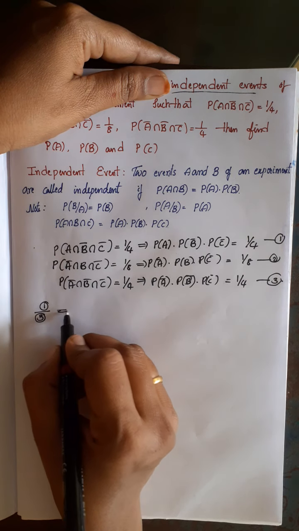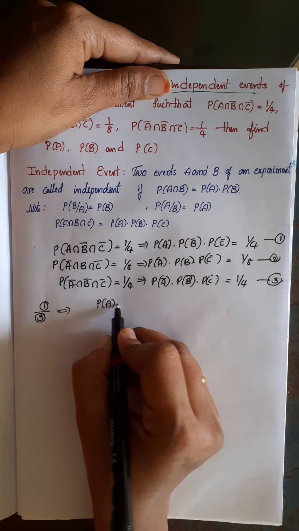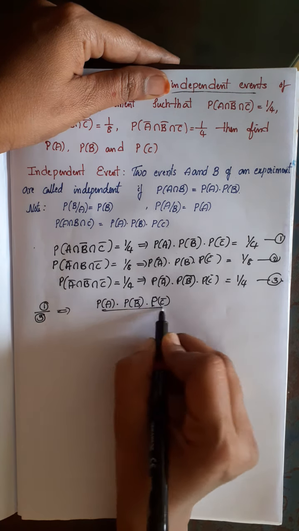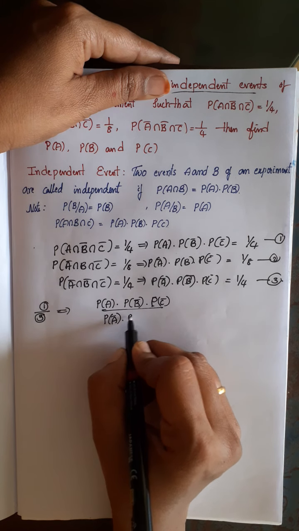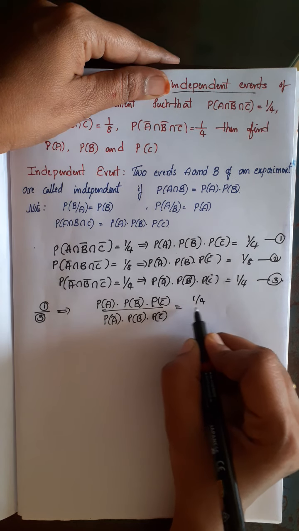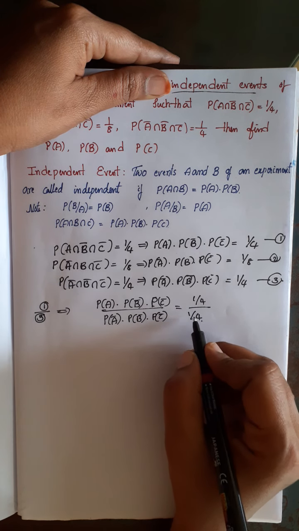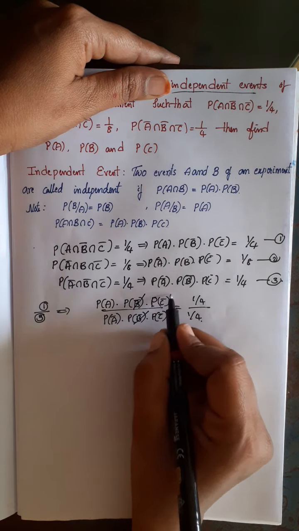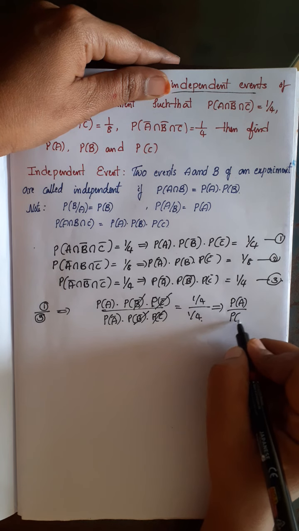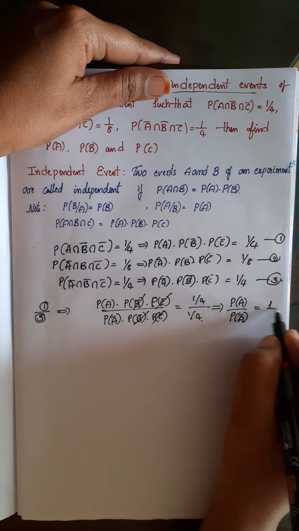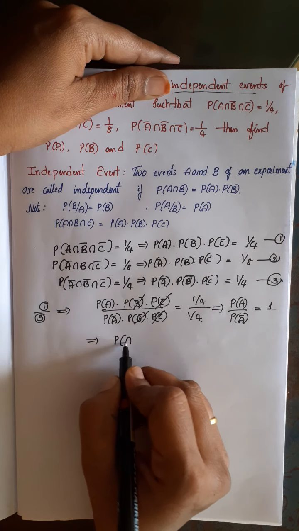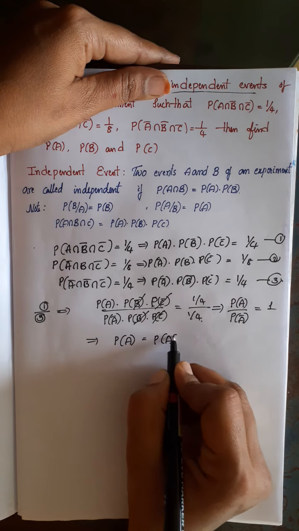1 by 3 implies, what do you get? P of A into P of B complement into P of C complement by P of A complement, P of B complement, P of C complement is equal to 1 by 4 by 1 by 4. These two get cancelled, and here these two get cancelled, these two get cancelled. That implies what you get? P of A by P of A complement is equal to 1. Okay, that implies P of A is equal to P of A complement.